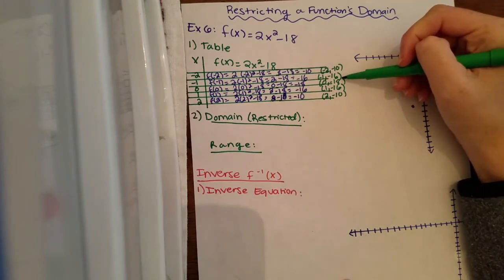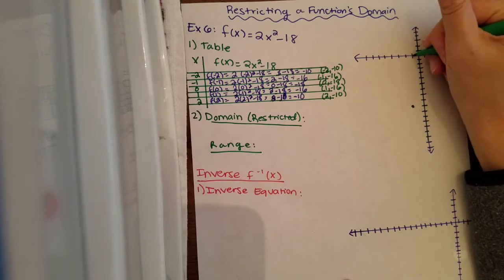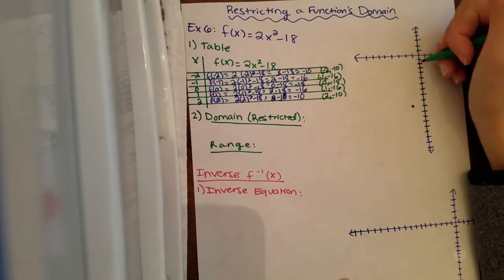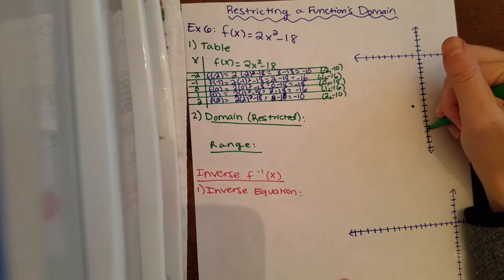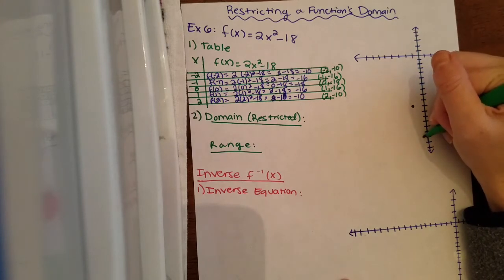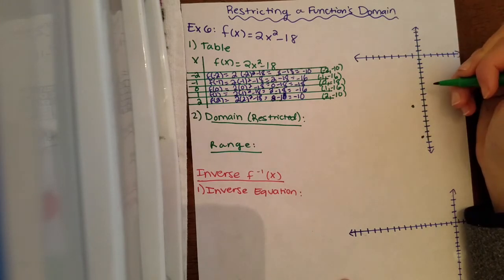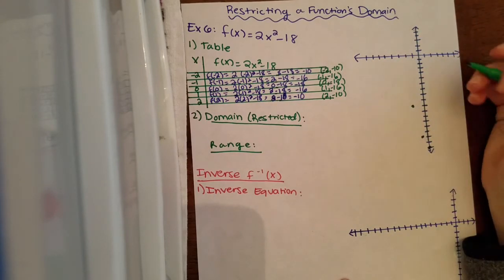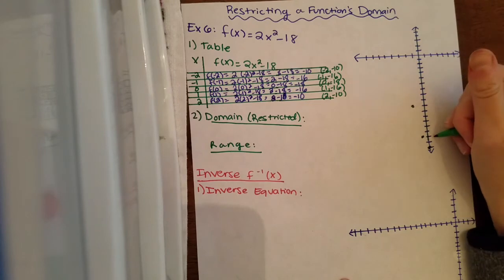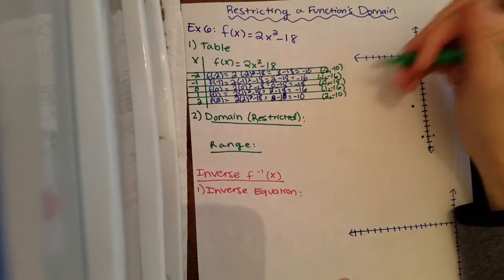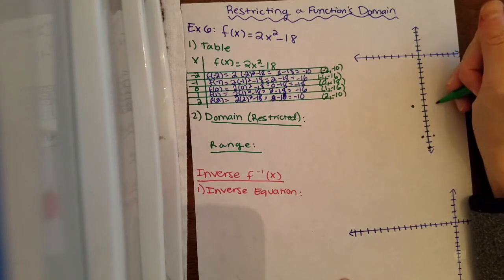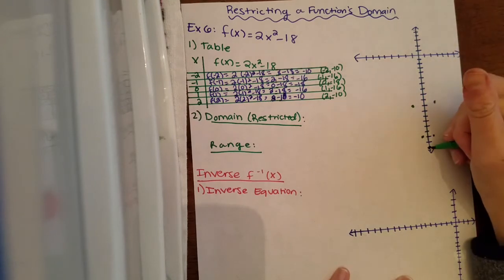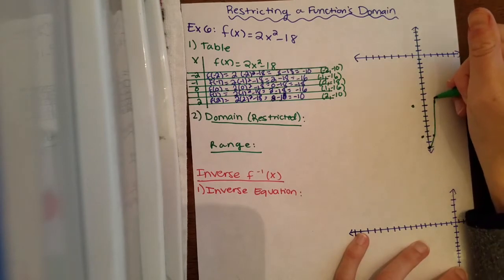My next point is at -1, -16. So 10, 11, 12, 13, 14, 15, 16. My next point is at 0, -18. My next point is at 1, -16. And my last point is at 2, -10. So we've got this really skinny U graph going on right now.